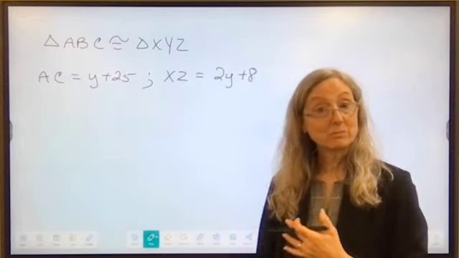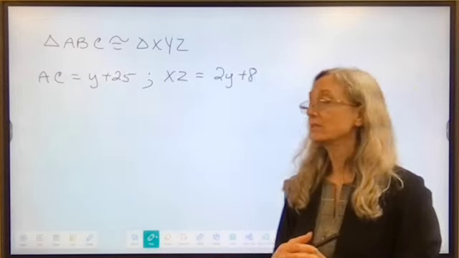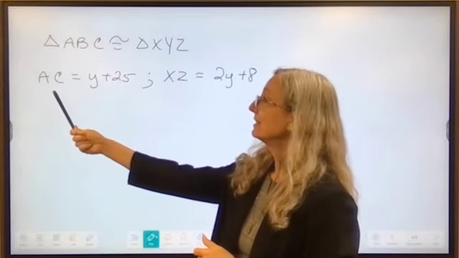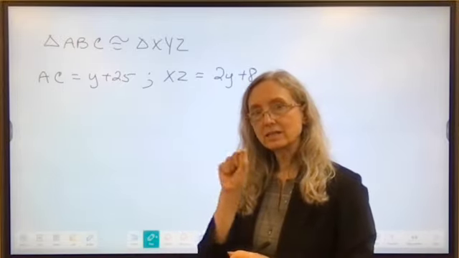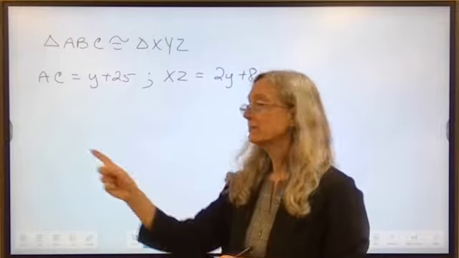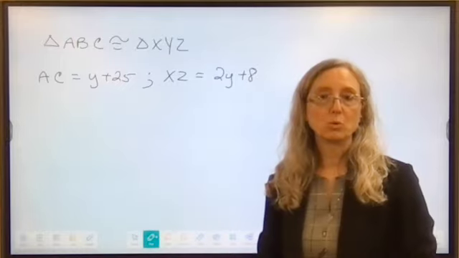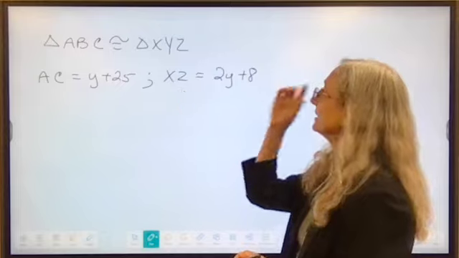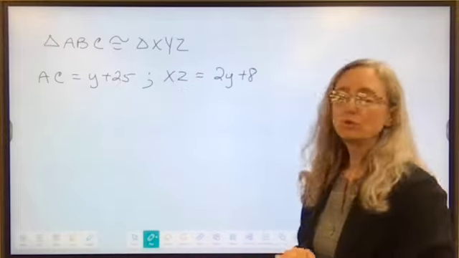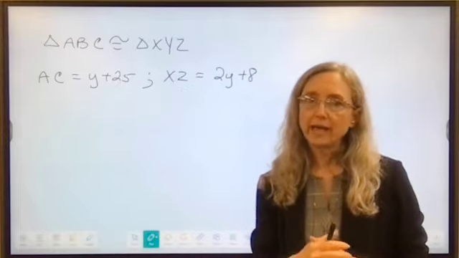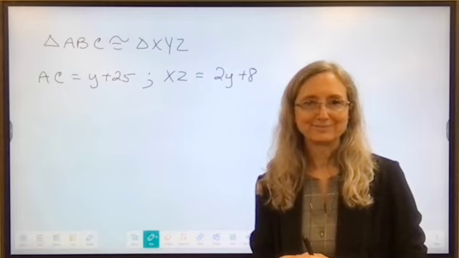Here's another problem from the same triangle congruence. The length of side AC, notice it's not the segment, but the length of side AC, is equal to y plus 25, and the length of XZ is equal to 2y plus 8. Knowing that, can you solve for y? Pause.